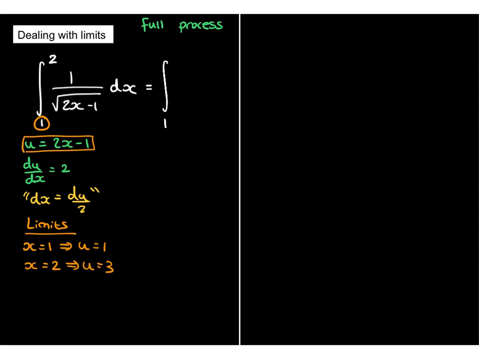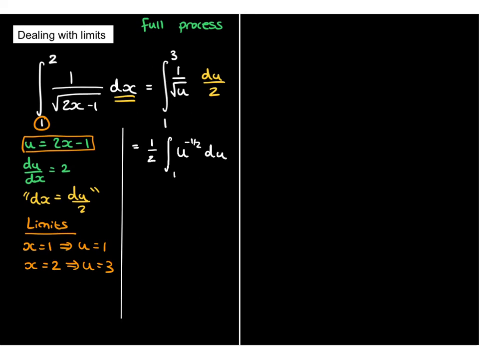Lower limit 1, upper limit 3, and then I have 1 over the square root of u. Now, instead of dx, of course, I'm going to write du over 2. And then this is really just ready for us to do some simplification. Let's make a bit of space for clarity. So this then becomes a half, the integral of u to the negative a half du between 1 and 3.